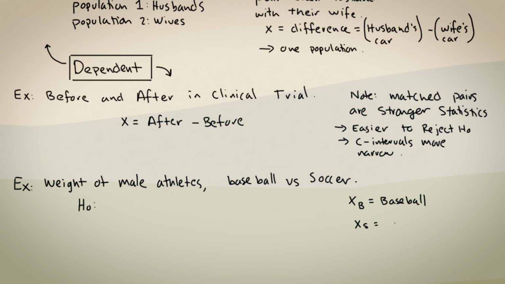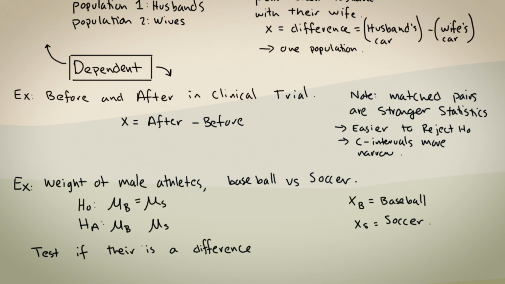So we're testing if there's a difference. Both of these groups are just male athletes, and without any evidence I would have no reason to believe that one group was heavier than the other group. So the null hypothesis is that the population average weight of baseball players is the same as the population average weight of soccer players. And then since we're testing if there is a difference between the two populations, this is going to be a two-tailed alternative hypothesis.